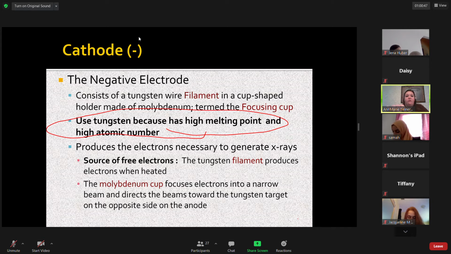All right, the cathode also produces electrons necessary to generate X-rays. All right, we have a source of free electrons. This is the tungsten filament that produces electrons when it's heated. And then you have your molybdenum cup, which focuses electrons into a narrow beam and directs the beam towards the tungsten target, which is on the opposite side on the anode.